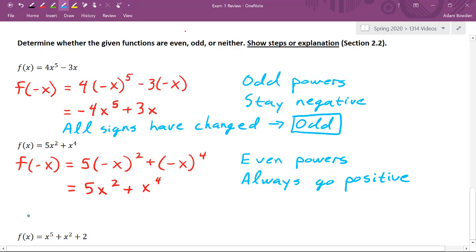Now that's exactly the same thing that we started with in the original f of x function. Nothing changed. That tells us that in this case it would be an even function.